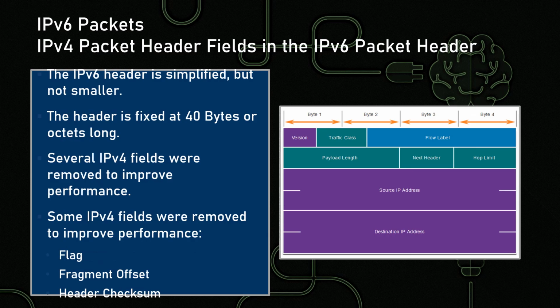The IPv6 header is simplified, but that doesn't mean that it's smaller. Because the addresses are so much longer, now what would have taken up 32 bits is going to take up 128. The header is fixed at 40 bytes or octets in length, and several fields were removed or otherwise altered to improve performance. So things like the flag, the fragment offset, and the header checksum, no longer necessary.